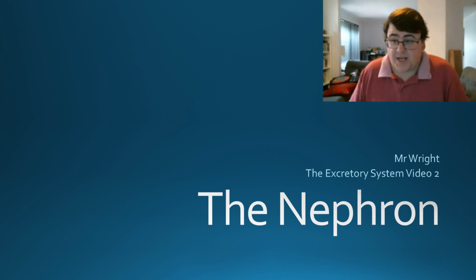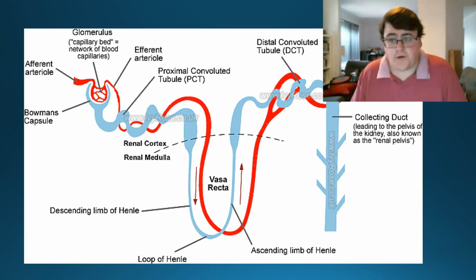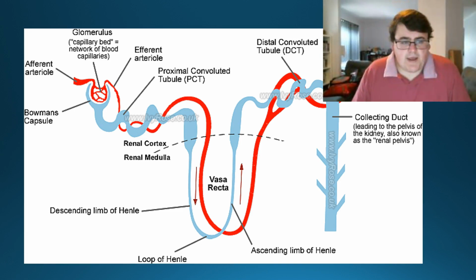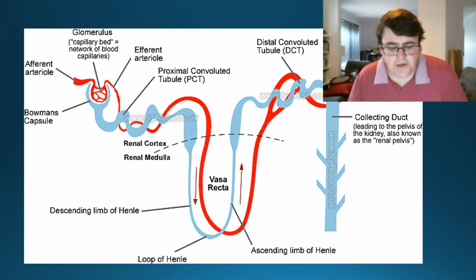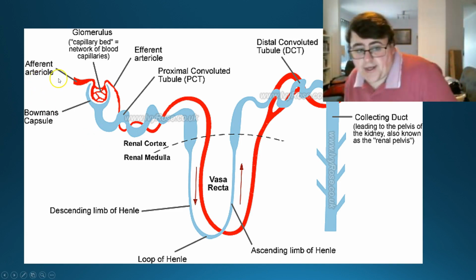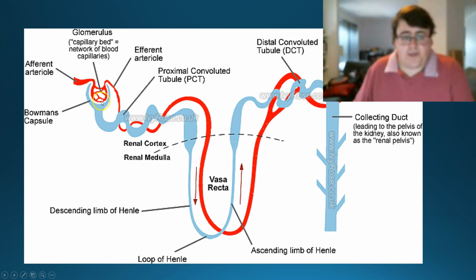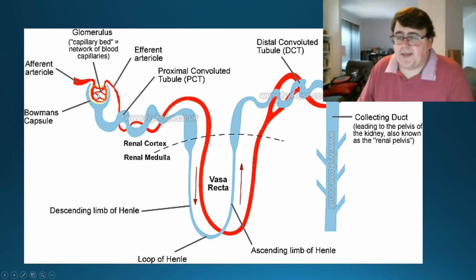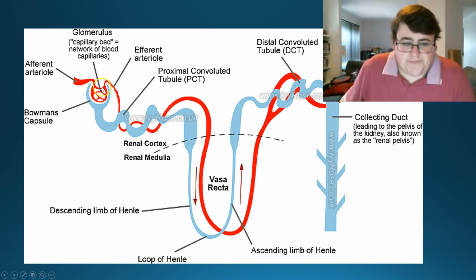Let's start. So today we're looking specifically at the nephron. First of all, what we have here, just slightly covered by my face, is a nephron. These are the exchange surface inside your kidneys. Now, there are some key things we're going to need to look at here. The first one is our glomerulus over here, which is basically a bed of capillaries.